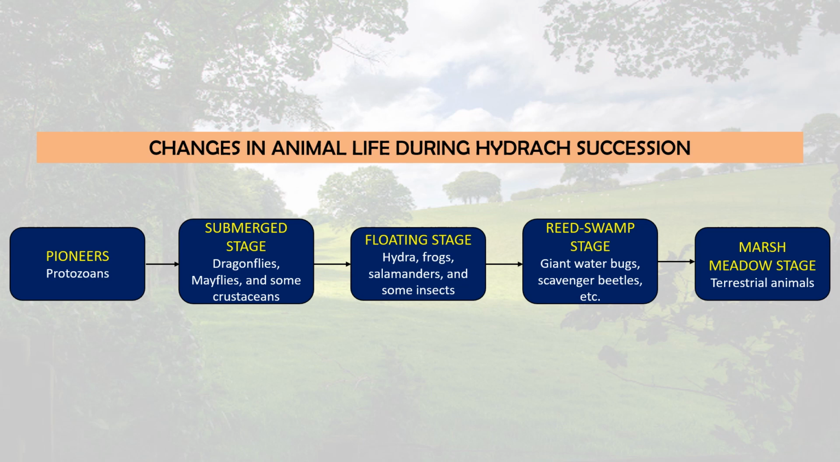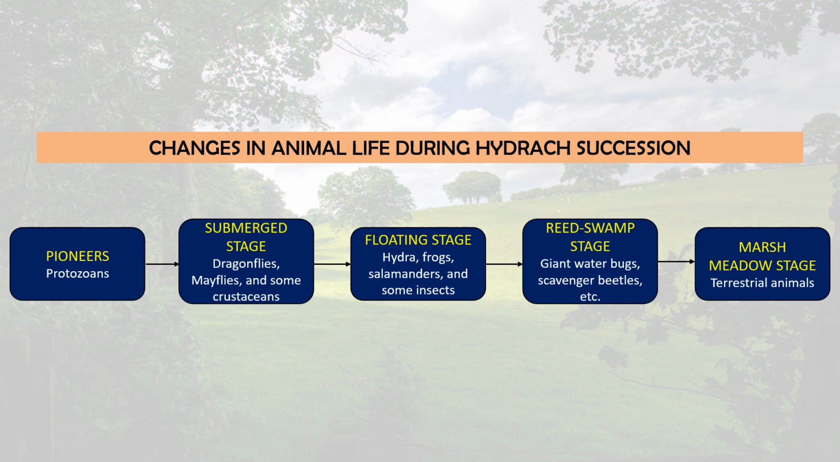Here, the animals that are found are hydra, frogs, snails, salamanders, some beetles, and other insects, which utilize the undersurface of the leaves for either egg laying or for food. So the larval forms of a number of insects are present in this community, and different kinds of turtles and snakes are also found in this stage. Now the next stage is the reed swamp stage.